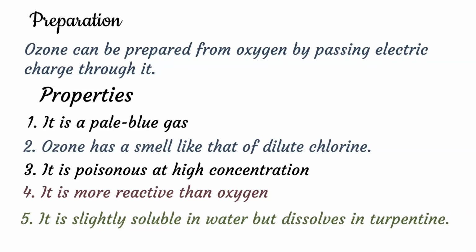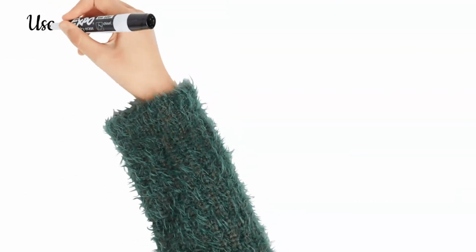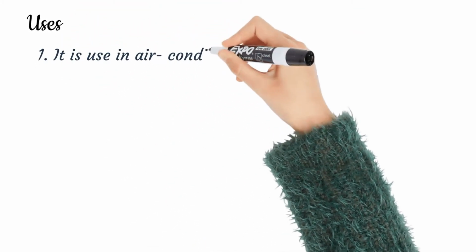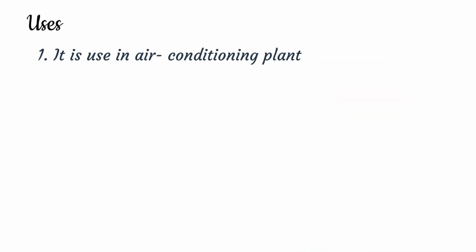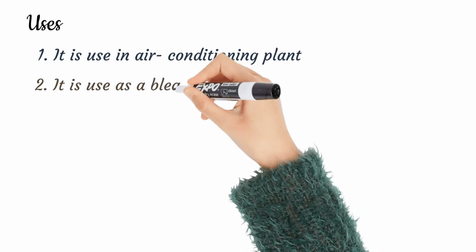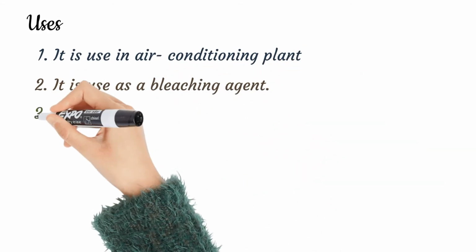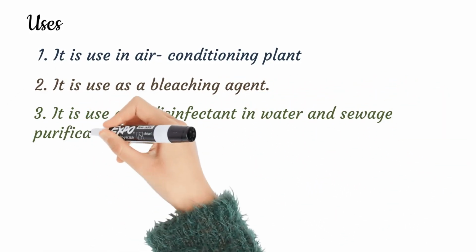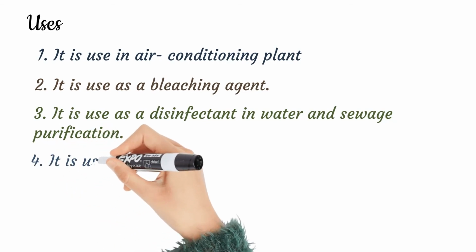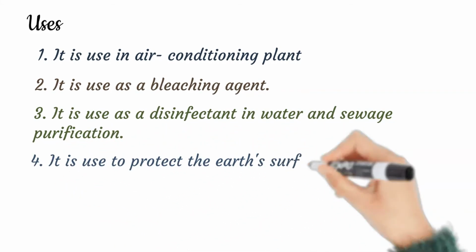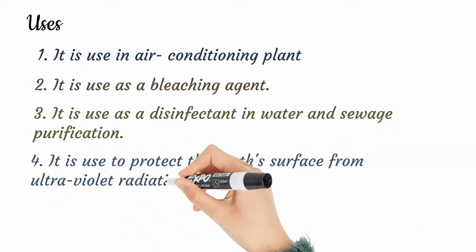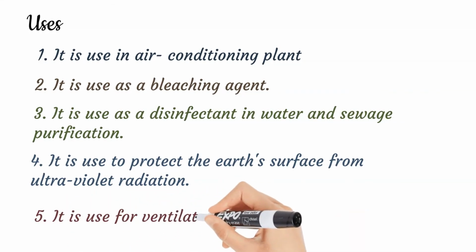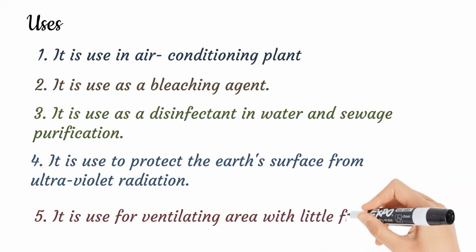Now the final part of the video, uses of ozone. Number one, it is used in air conditioning plants. Number two, it is used as a bleaching agent. Number three, it is used as a disinfectant in water and sewage purification. Number four, it is used to protect the Earth's surface from ultraviolet radiation from the sun. And then finally, number five, it is used for ventilating areas with little fresh air.